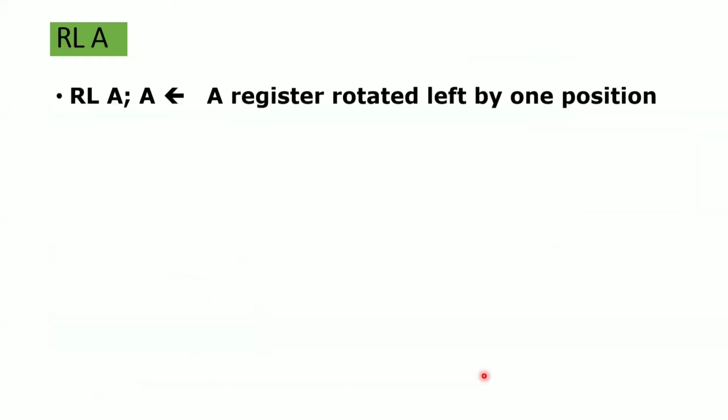The next one is rotate left, RLA. Whenever you want to perform any rotation operation, you need to use the A register. Here RLA means rotate left. Now there is a value 36, which is a decimal number.